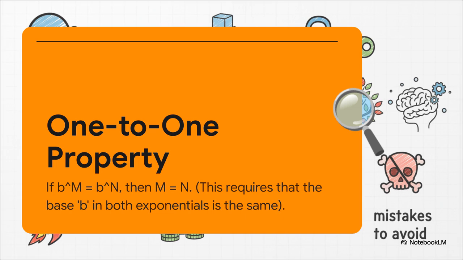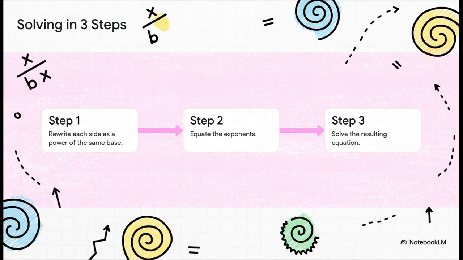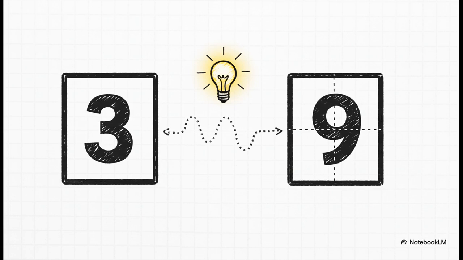It's a fantastic shortcut. And the process is just a simple 3-step recipe. First, you've got to find that common base and rewrite your equation. Second, once the bases match, you can literally just set the exponents equal to each other. And from there, it's just a regular algebra problem you already know how to solve. Okay, let's get our hands dirty with an example.